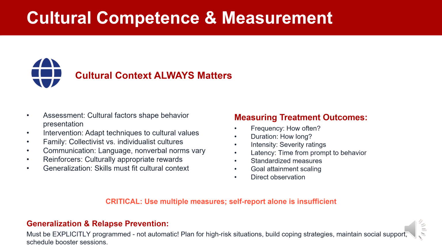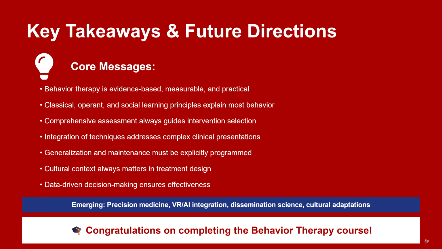To conclude, behavior therapy is practical, evidence-based, and focused on observable behavior. It uses scientific methods to understand and change behavior. Classical, operant, and social learning principles explain much of how people learn and act. Good assessment helps us choose the right interventions, and using data helps us know if our work is truly effective. Culture, generalization, and maintenance must always be considered, and ethical practice means respecting clients' dignity and well-being.